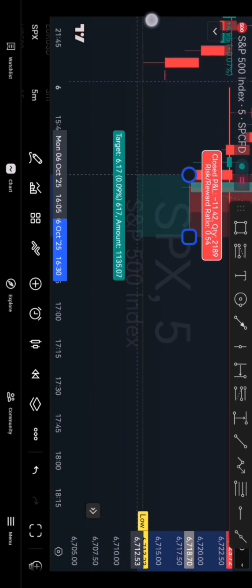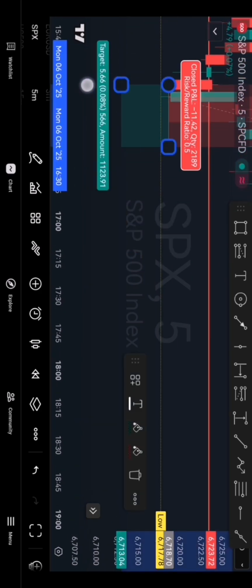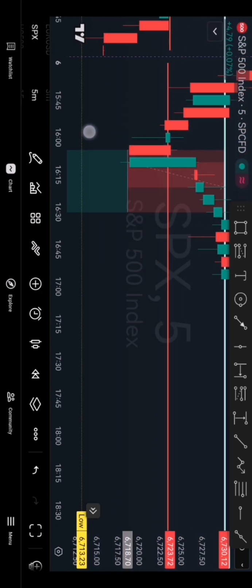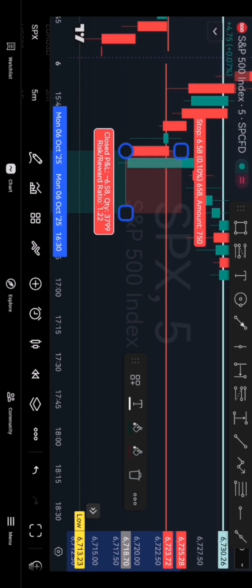then just target the high or the low, the previous day low. There is your confirmation. Or your stop loss you could have put below the candle that broke out. That was the candle that broke out, so you could have put it there.